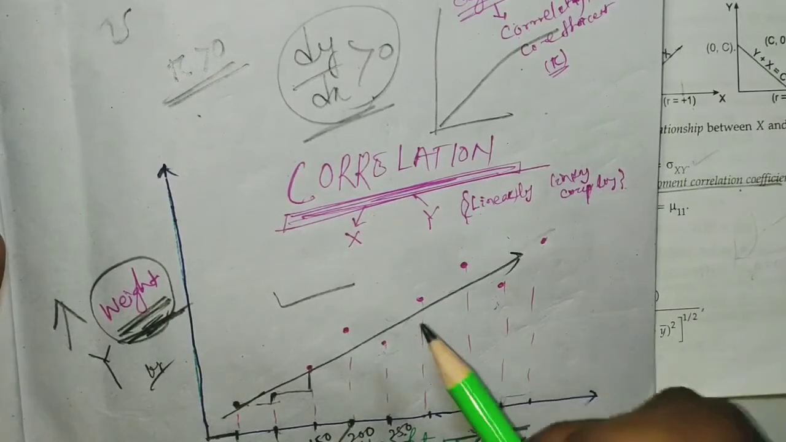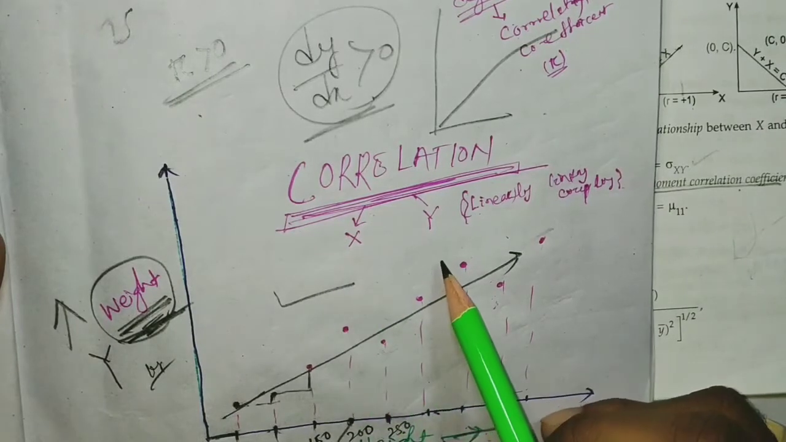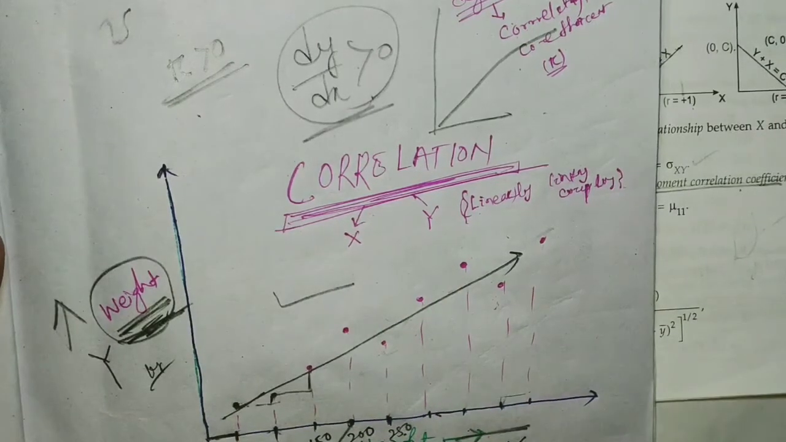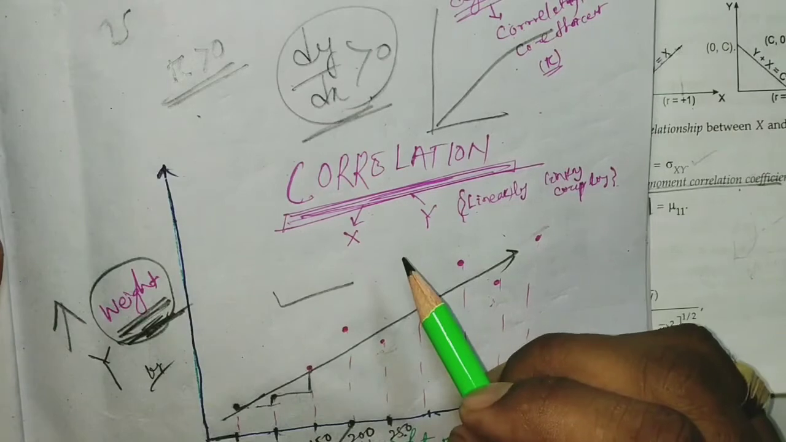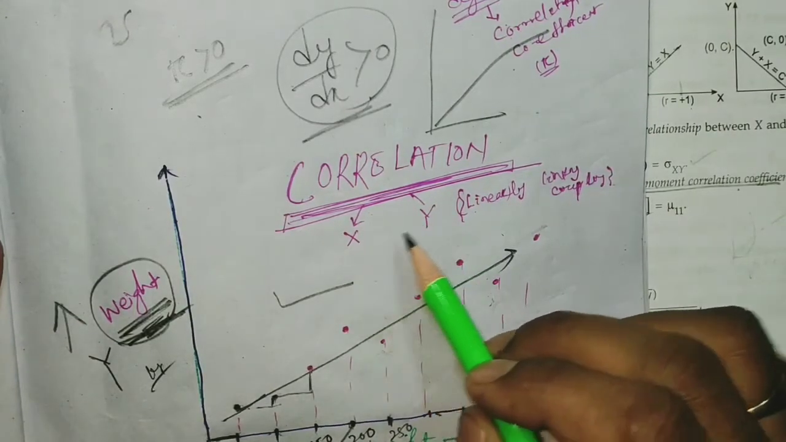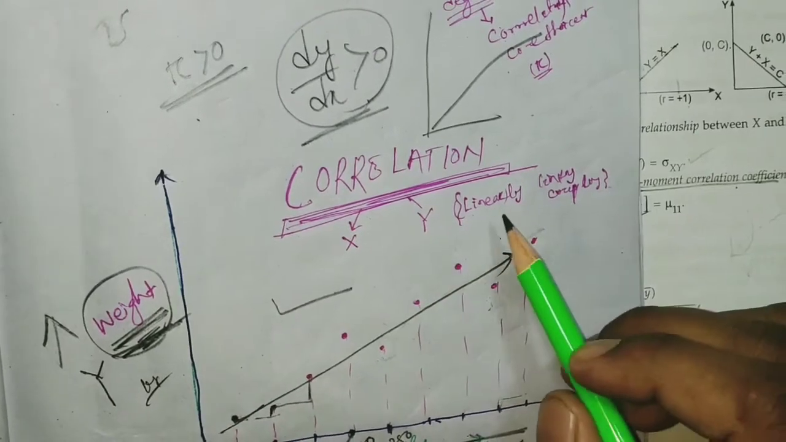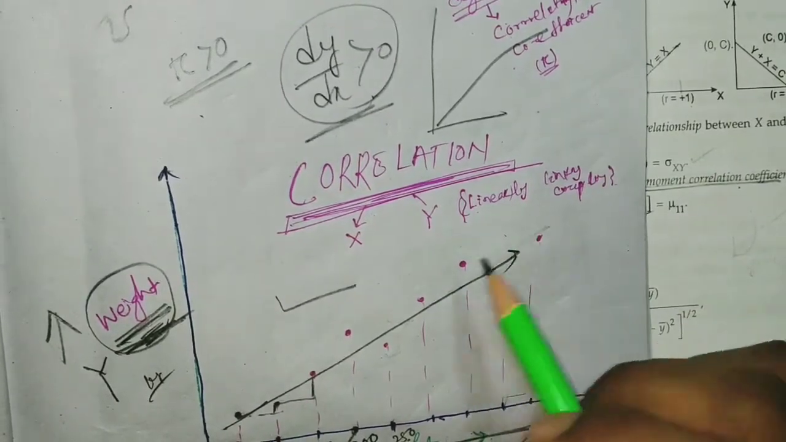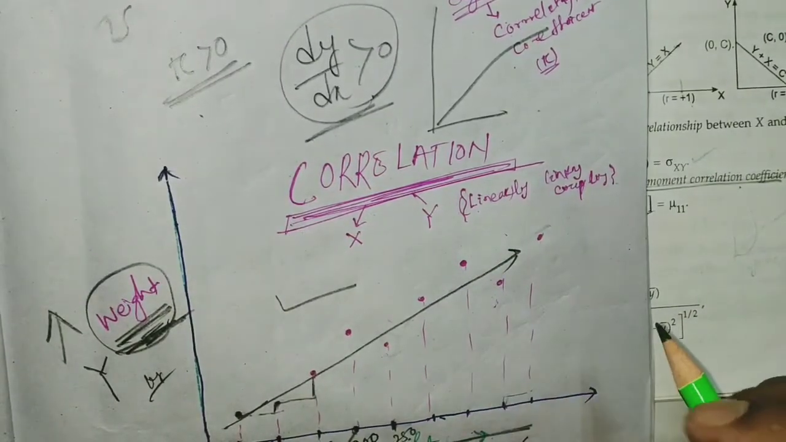Here we are discussing correlation and correlation coefficient. That means if we have two random variables, suppose x and y, how they are linearly linked or coupled with each other, or correlated with each other, that we are discussing.